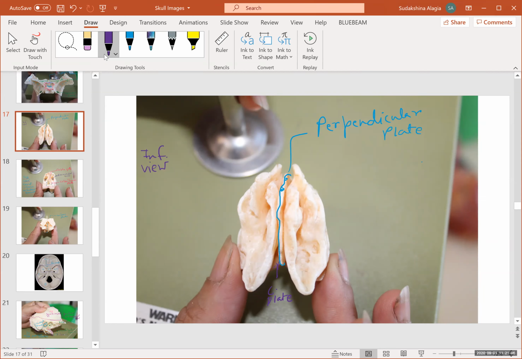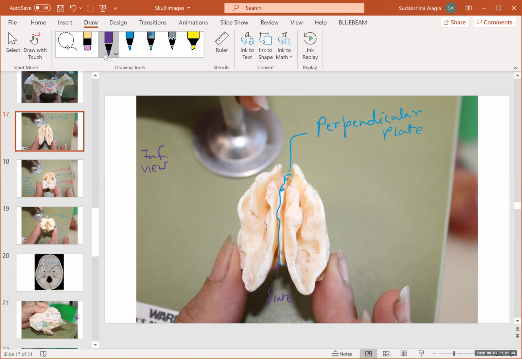Nasal conchae, concha individual. Conchae are again bony shelves. These are all within your nasal cavity. Deep within your nasal cavity, these bones will be present. So middle nasal concha, toward the middle. Which one is toward the middle? Whatever is next to the perpendicular plate, because the perpendicular plate is exactly dividing the ethmoid bone into two halves.